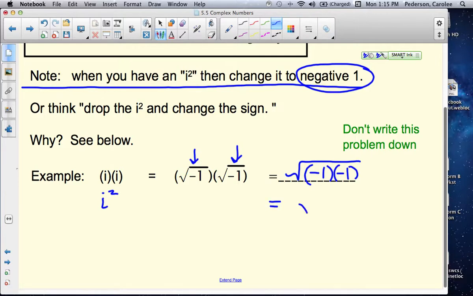And then I have -1 squared. Now remember, a square root and a square undo each other. So then you're left with -1. So that's just kind of the reason why. But for us in our class, if you see an I squared, just replace it with a -1.